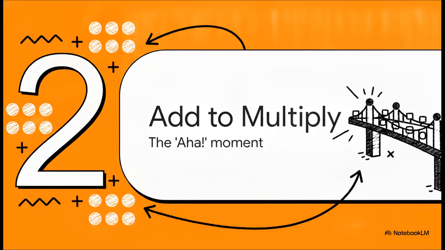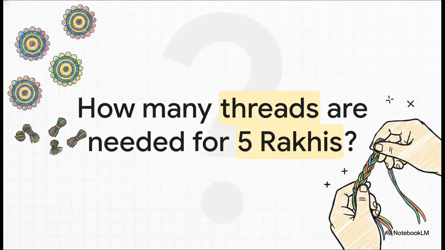Moving right along to section 2, from addition to multiplication. This is that core aha transition moment. As the family is sitting down and actually putting these 5 Rakhis together, the text drops a super simple but highly strategic question on us. If we're making 5 Rakhis and each one requires a certain number of threads, well, how many threads do we need in total? This creates a genuine, practical need for a faster way to calculate.